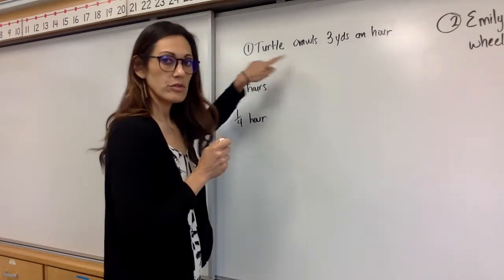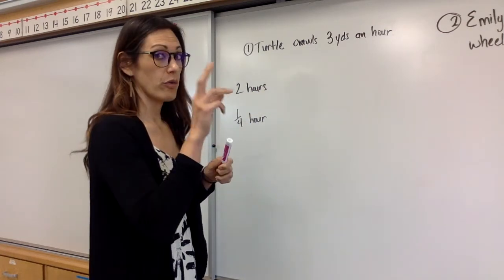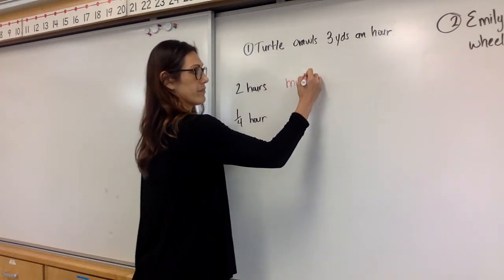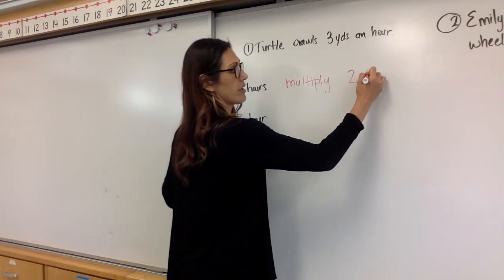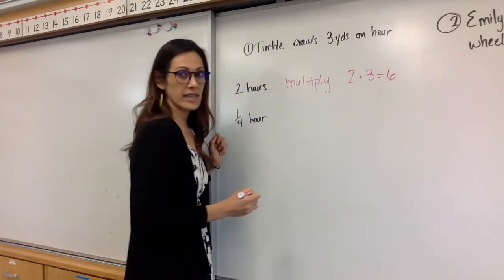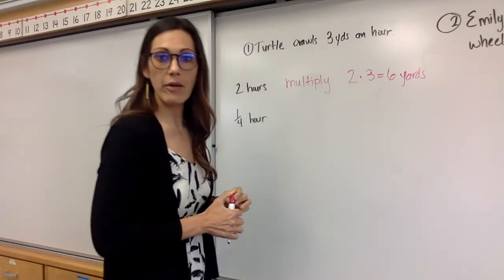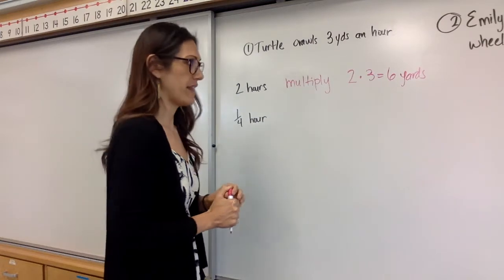So we've got a turtle who's crawling 3 yards in 1 hour. If I know that they're going to do this for 2 hours, then I would multiply 2 times 3. So it looks like that turtle will be able to go 6 yards in 2 hours. Then it says, how far will the turtle crawl in 1/4 of an hour?